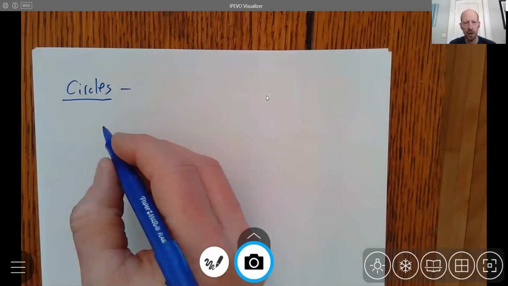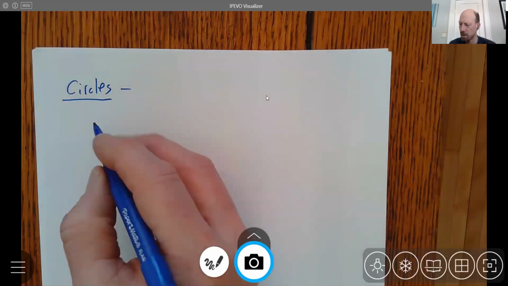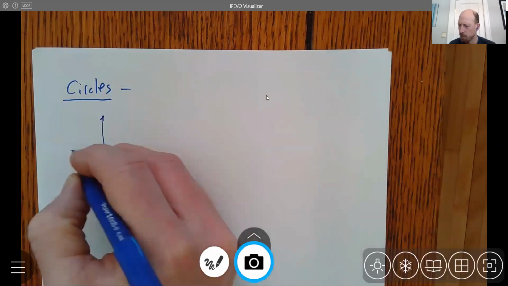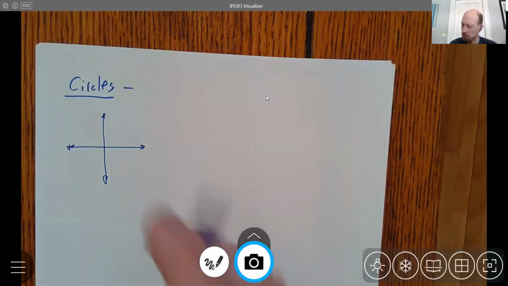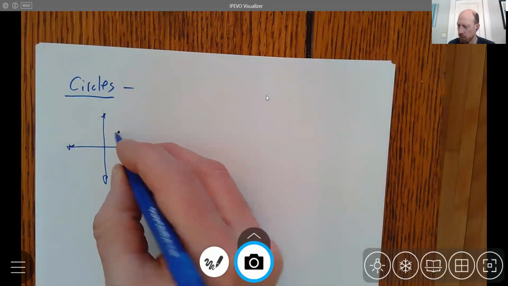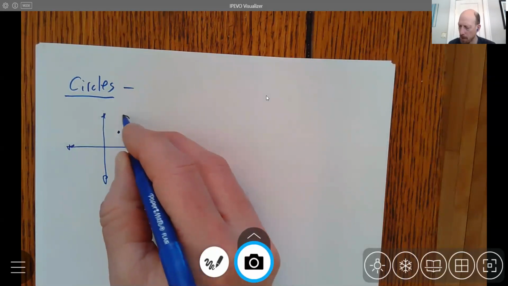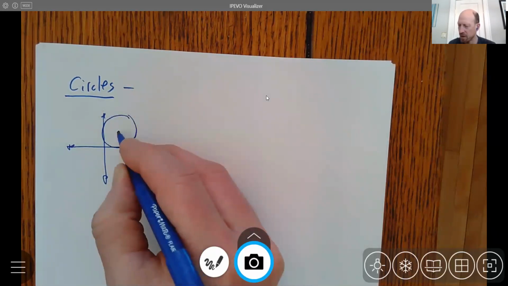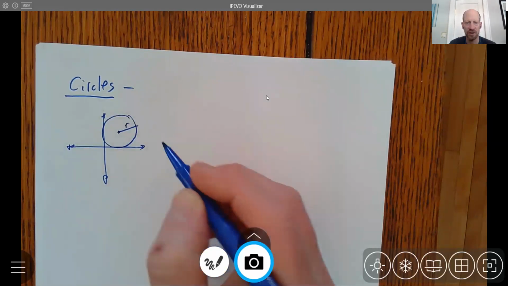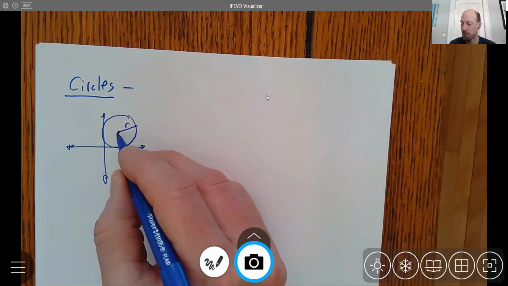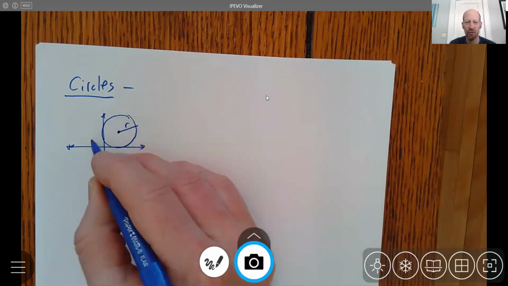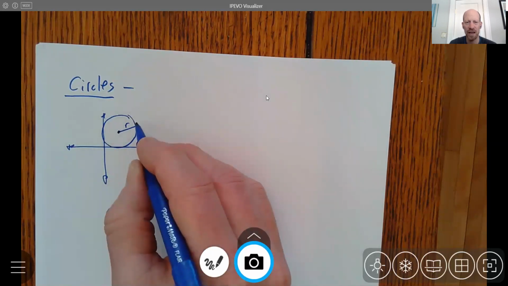Circles here are a type of graph. And remember, a circle is the set of points that is equidistant from the center. If you put a pin there in the center and stretched a line out and drew it around, that would create a circle.